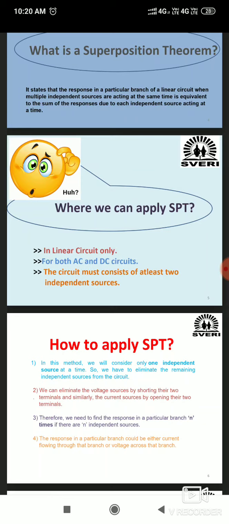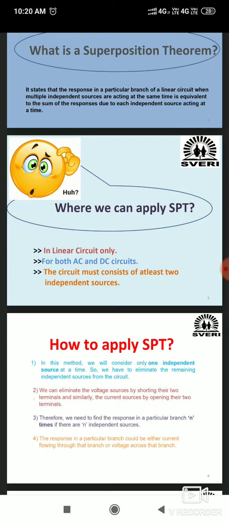Minimum two पाहिजेत, minimum दोन independent sources पाहिजेत. I am not bothering about dependent sources. Dependent source किती आहेत मला काही देणं घेणं नाही. The independent sources are more important. Independent sources should be at least two. If there are more than that, it's okay, but at least two independent sources must be present in the given network. Then you can apply the superposition theorem, otherwise not.